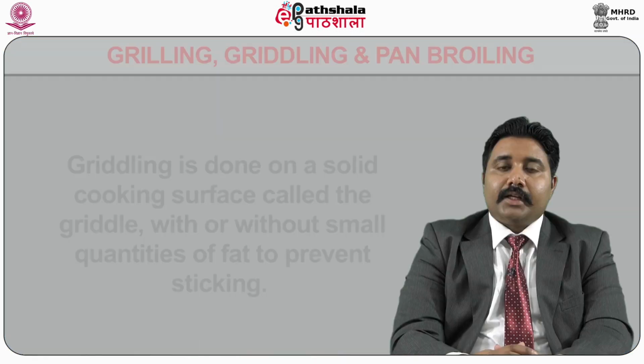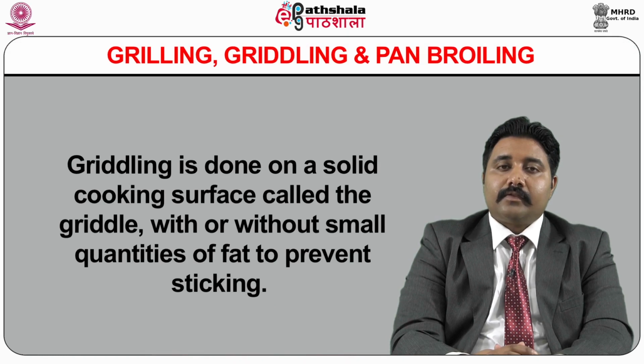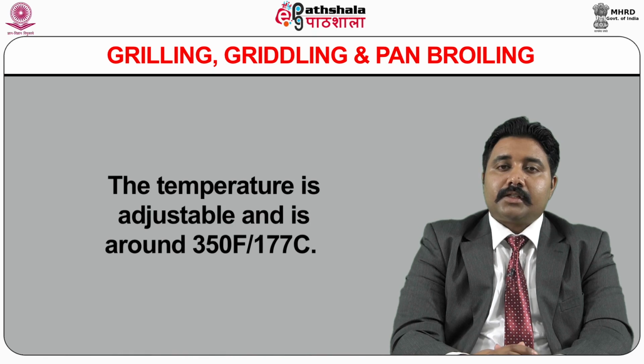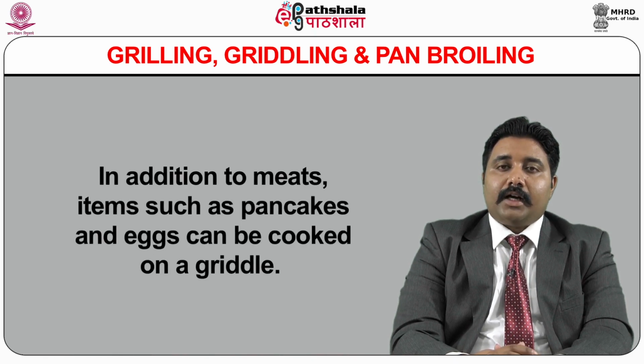Pan broiling is like griddling, except it is done on a frying or sauté pan or skillet instead of on a griddle surface. Fat must be poured off as it accumulates, or the process would become pan frying. Griddling is done on a solid cooking surface called the griddle, with or without small quantities of fat. To prevent sticking, the temperature is adjustable and is around 350 degrees Fahrenheit, 177 degrees Celsius. In addition to meats, items such as pancakes and eggs can be cooked on a griddle.